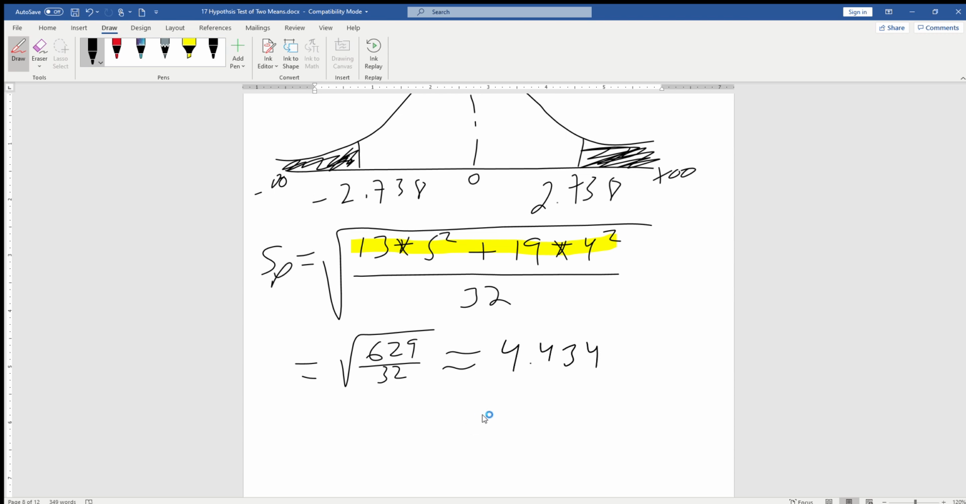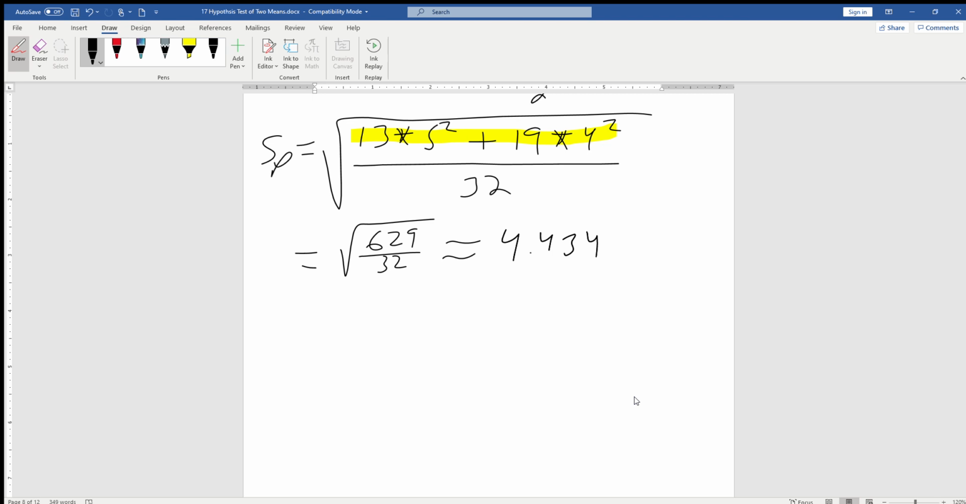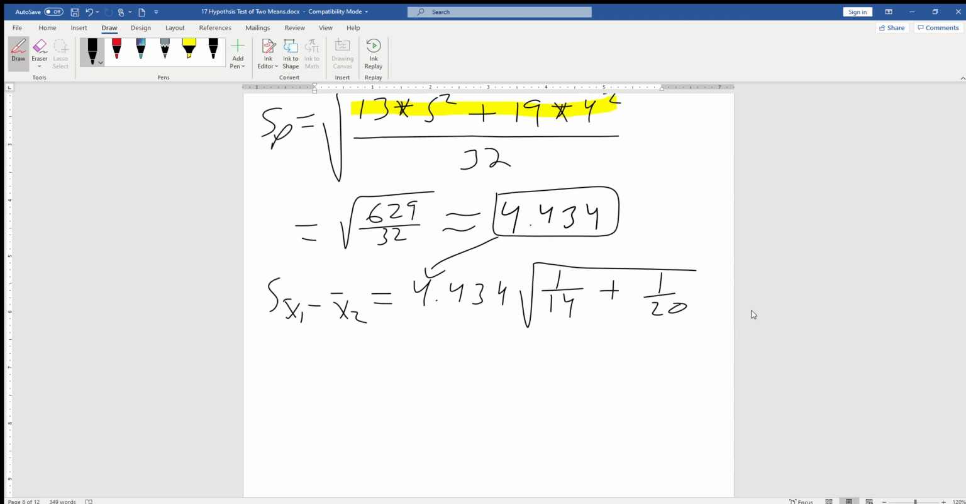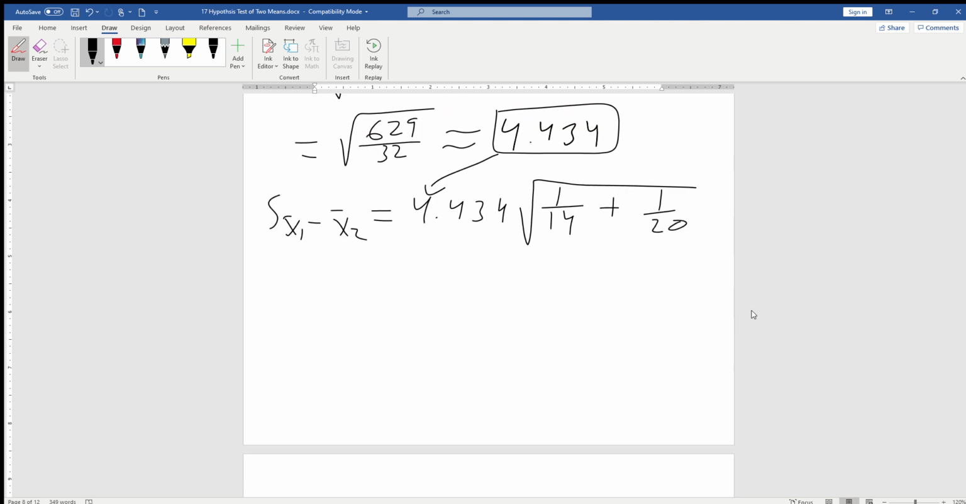Now we're going to find the estimator of the standard deviation. That's our S sub x bar 1 minus x bar 2. Remember, we take the previous answer, the S sub p, and multiply that by the square root of 1 over n1, which was 14, plus 1 over n2, which is 20. If you have trouble inputting that into your calculator, look at the previous video, and that'll show you the syntax. I end up with 1.545 as the estimator.